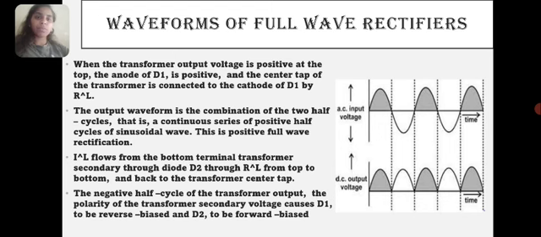IL flows from the bottom terminal of the transformer secondary through diode D2, through RL from top to bottom, and back to the transformer center tap. During the negative half cycle of the transformer output, the polarity of the transformer secondary voltage causes D1 to be reverse biased and D2 to be forward biased.